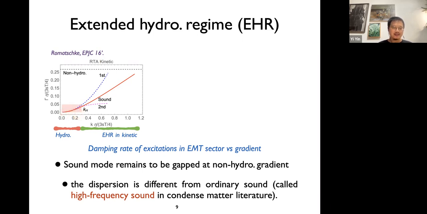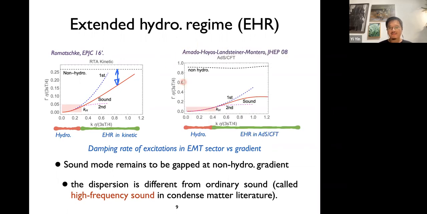And what we can see here is that if you go beyond the hydrodynamic regions, indeed the first-order hydrodynamics, as shown in this blue curve, fails to describe the dispersion of the sound waves. And adding more gradients wouldn't improve the description to any substantial extent. But what is important is that this sound mode continues to exist. And if you compare its damping rate with the non-hydrodynamic excitations, it's easy to see that they are gapped from each other, meaning if you wait long enough, this sound mode, outside the hydrodynamic region, will continue to dominate the dynamics.